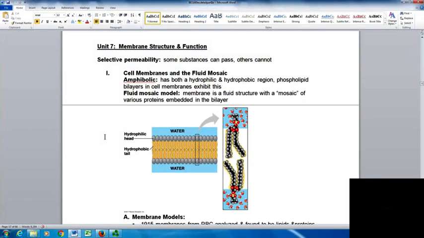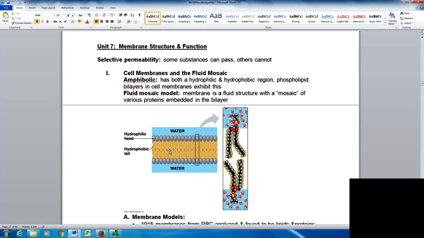Cell membrane structure is amphipathic in that it has both a hydrophilic and hydrophobic region. The hydrophilic region likes water. The hydrophobic region dislikes or repels water. The reason for this is the phospholipid bilayer in the cell membranes. They have the phosphate heads, which are hydrophilic, and your fatty acid tails that point towards the center, which are hydrophobic.